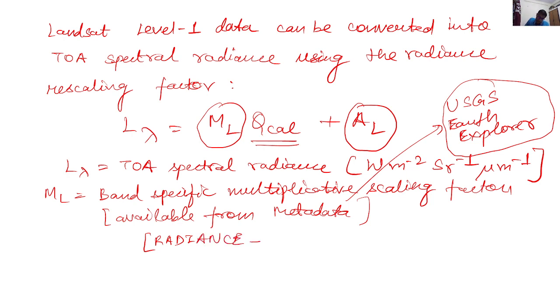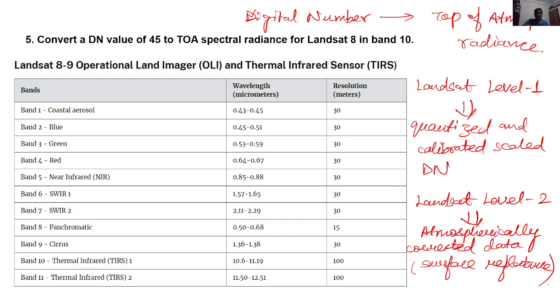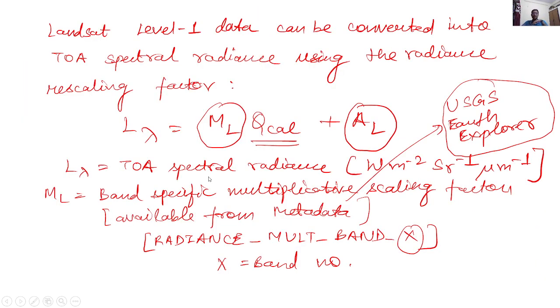Radiance band x, where x is the number of the band. X is the band number, by the way. And there are several bands in the Landsat program. So these are the bands for Landsat 8. Okay. What else? So we also want to know what AL is.